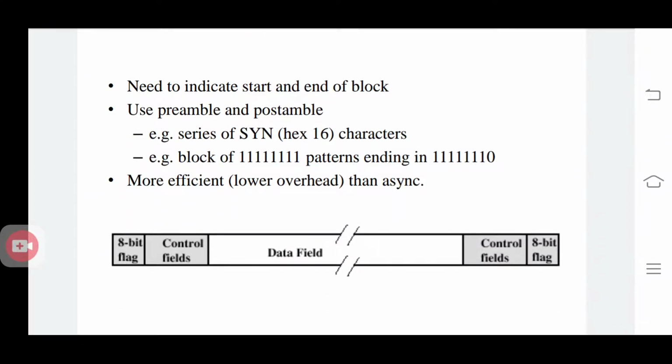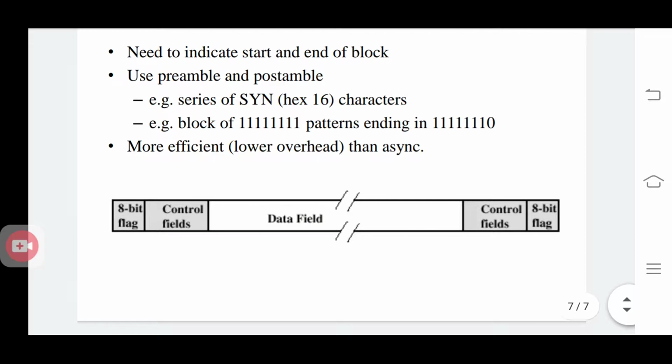So there is a need to indicate the start and end of the block. For that we are using some preamble and postamble characters, and they are more efficient than asynchronous. You can see in the figure there is a data field, that is the data. Along with the data, the header and trailer parts contain some flag bits and control fields along with this clock timing signal for synchronization. So these are all about synchronous transmission. So there are two types of transmission in digital data communication for overcoming the timing problem, that is asynchronous transmission and synchronous transmission. I hope you all are clear.